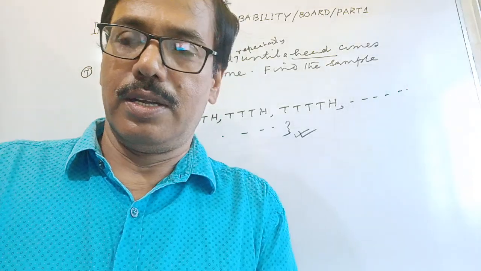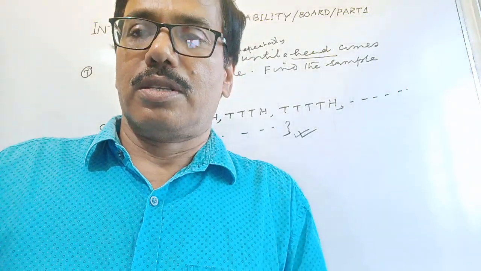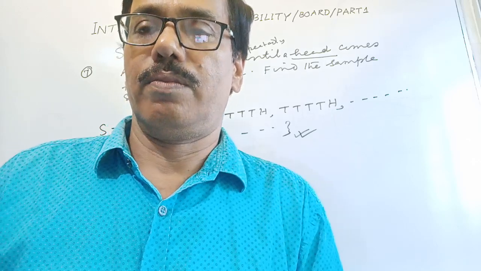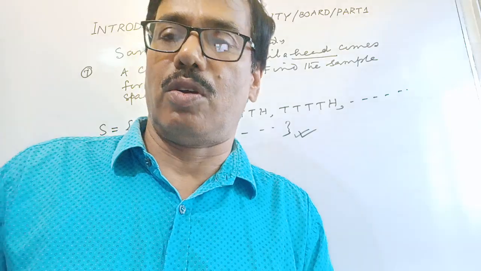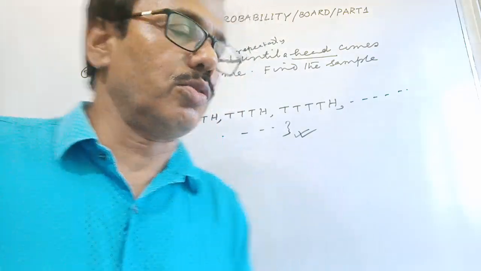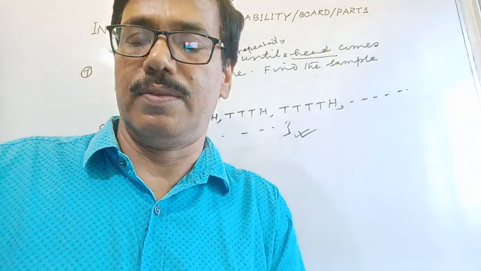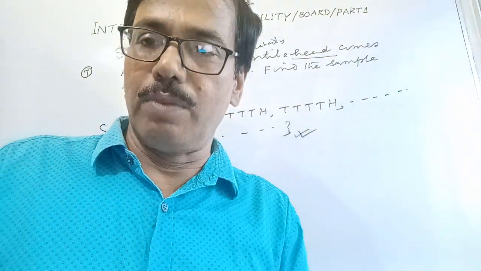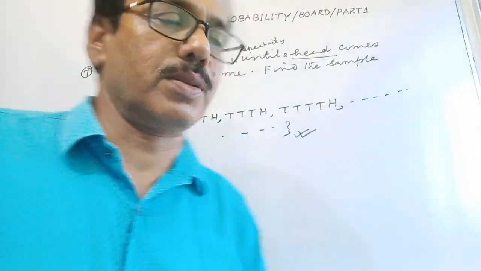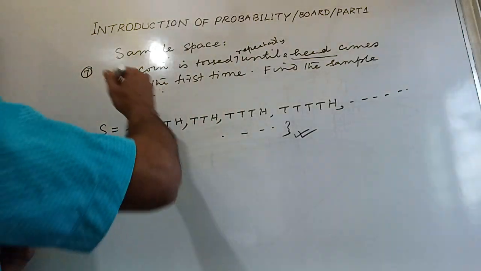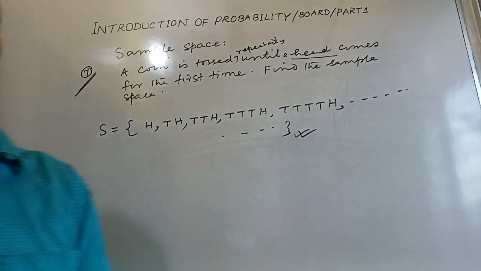So today I have discussed some basic results of the basic definitions of probability. It is not completed, only 3 definitions: random experiment, outcomes, and sample space. Today I have discussed only the main part, sample space.